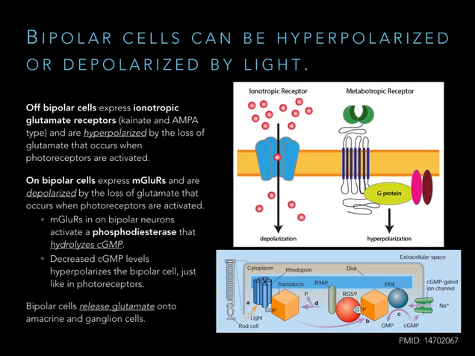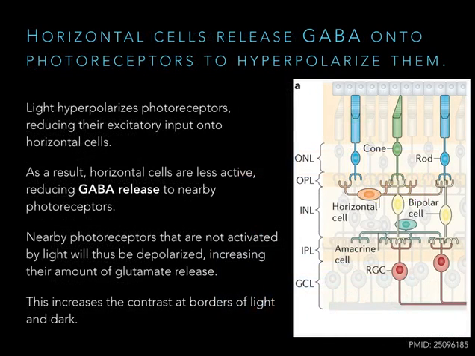Then the bipolar cells are going to release glutamate onto the retinal ganglion cells, which will act as the output of the retina. Just a quick note on horizontal cells and their function. They release GABA onto photoreceptors and hyperpolarize them. Remember, photoreceptors are always leaking glutamate, so they're always activating the horizontal cells, and so the horizontal cells are always releasing GABA. So there's this tonic signaling going on in our retina. When light hyperpolarizes a photoreceptor, that's going to reduce the amount of glutamate that they release. As such, the horizontal cells will release less GABA.